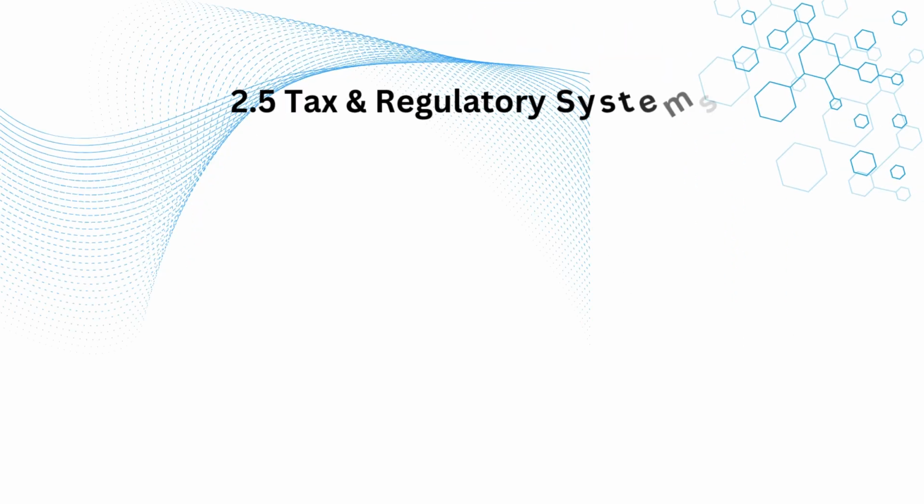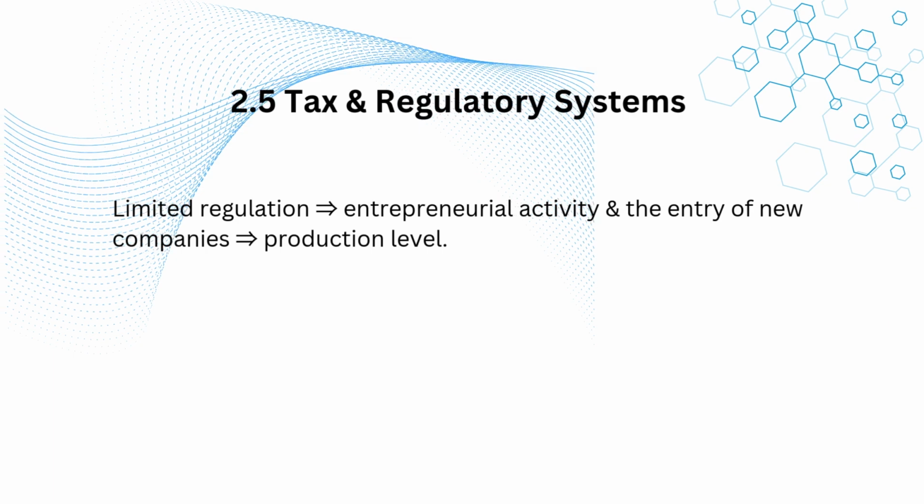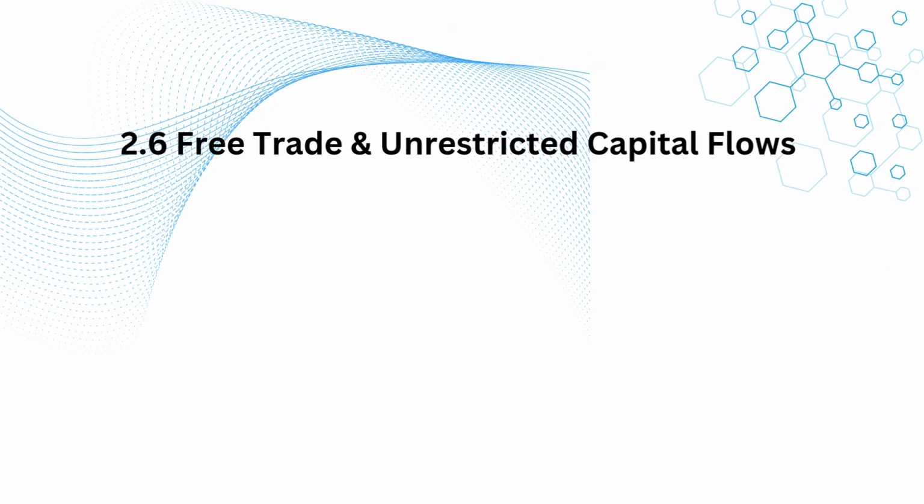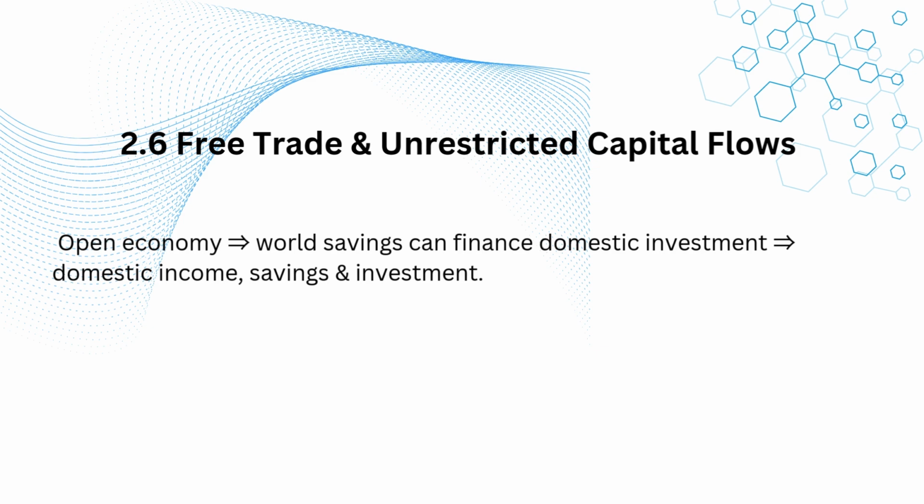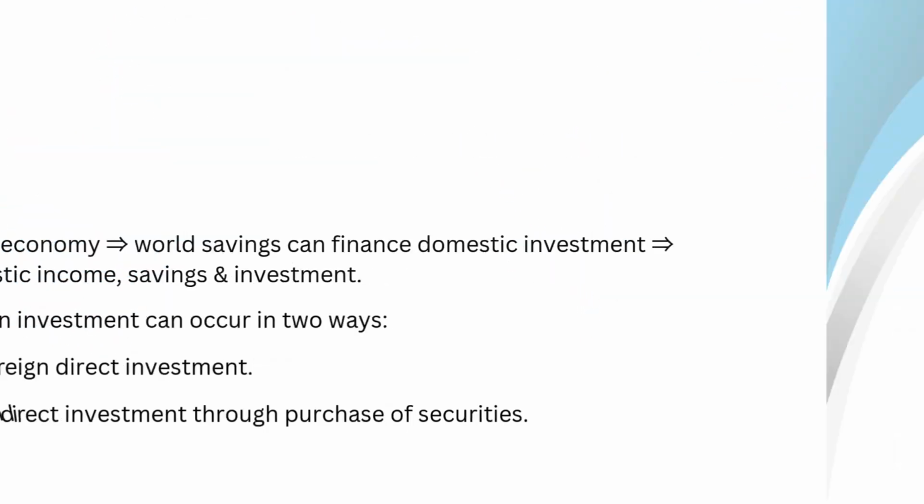2.5 Tax and regulatory systems. Limited regulation encourages entrepreneurial activity and the entry of new companies, raising production levels. 2.6 Free trade and unrestricted capital flows. In an open economy, world savings can finance domestic investment, raising domestic income, savings and investment. Foreign investment can occur in 2 ways: foreign direct investment, and indirect investment through purchase of securities.